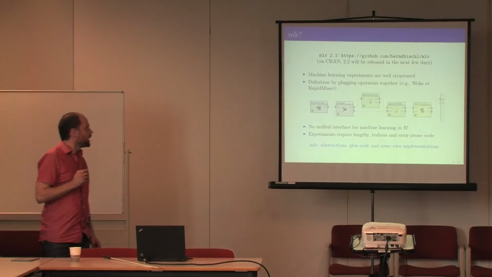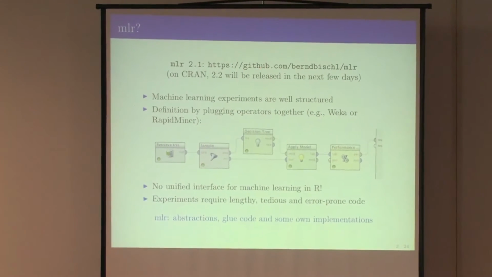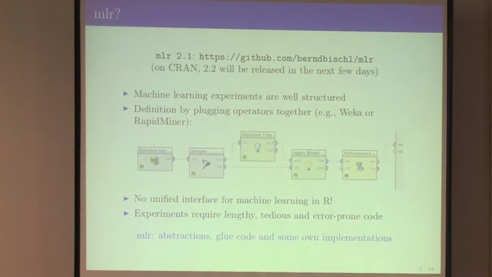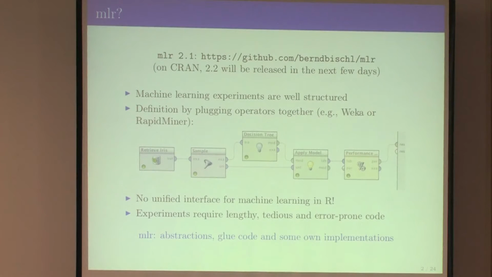So what's MLR? MLR is short for machine learning in R. It exists on CRAN, which is the official server to distribute R libraries and packages. It also exists on GitHub, so if you just want to remember one link, remember the GitHub link, and everything else is referenced from there. It's version 2.1, which is out right now, and we will release 2.2 during the next few days, probably while I'm still here, because if I don't, I will get another hate mail from Brian Ripley, I'm pretty sure.